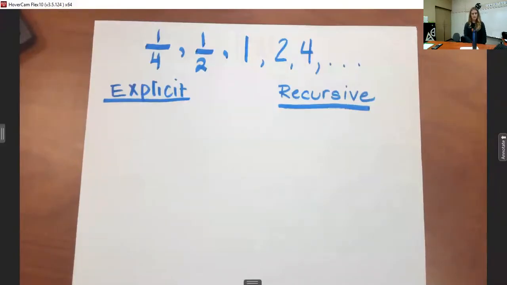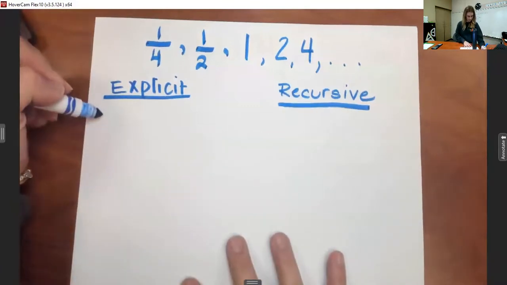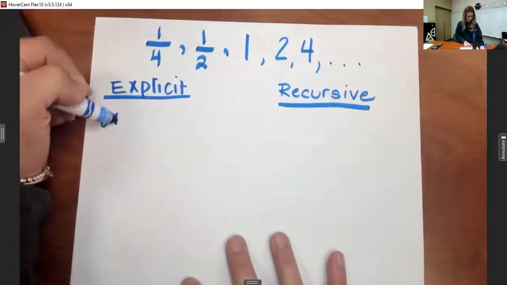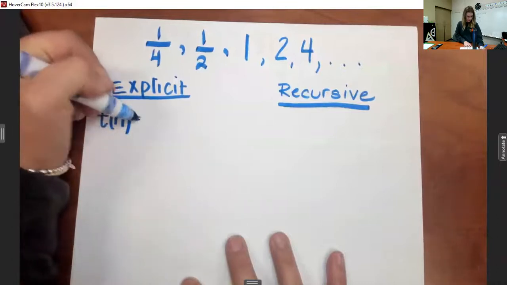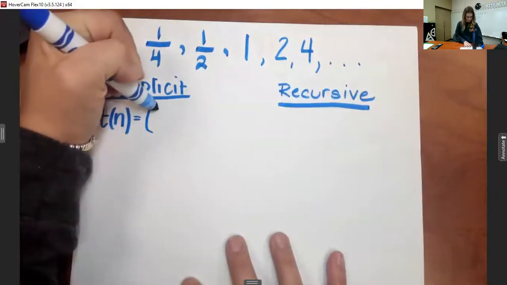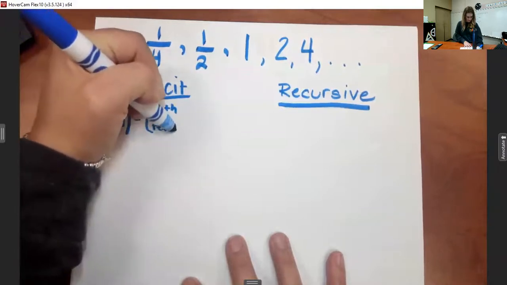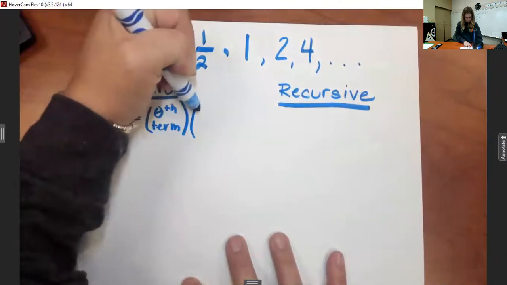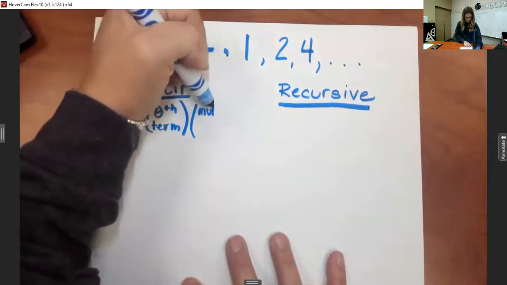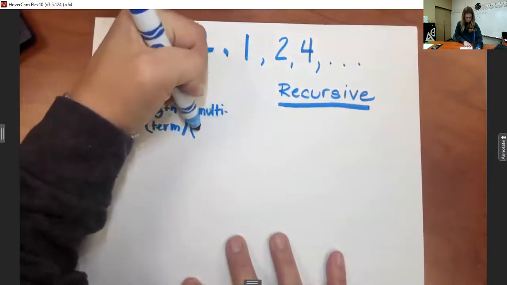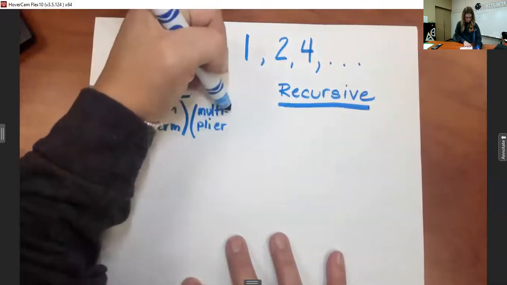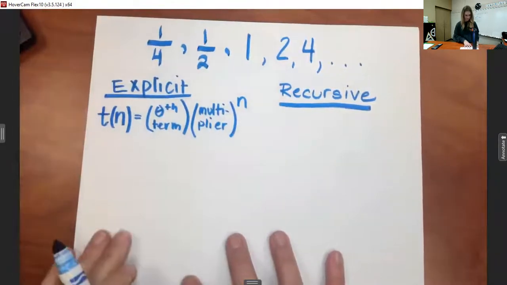Let's write the explicit and recursive equations for geometric sequences. So the explicit is going to be in the form of T of n equals the 0th term times the multiplier or common ratio raised to the power of n.